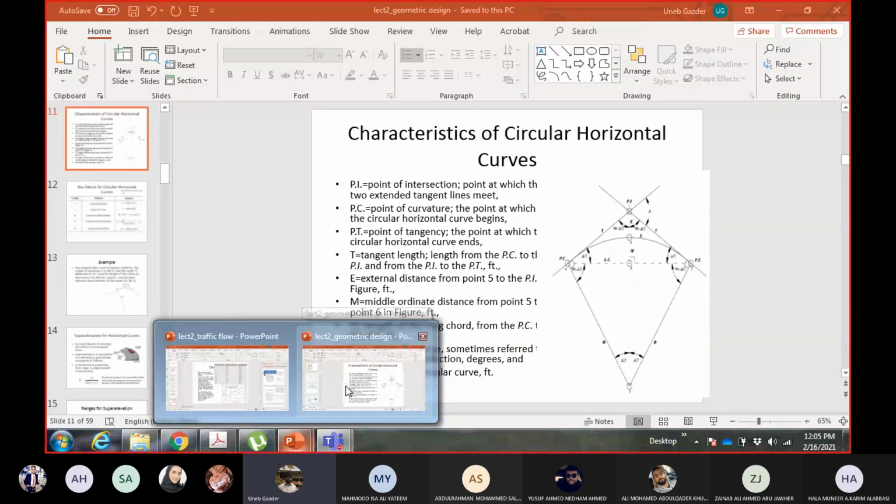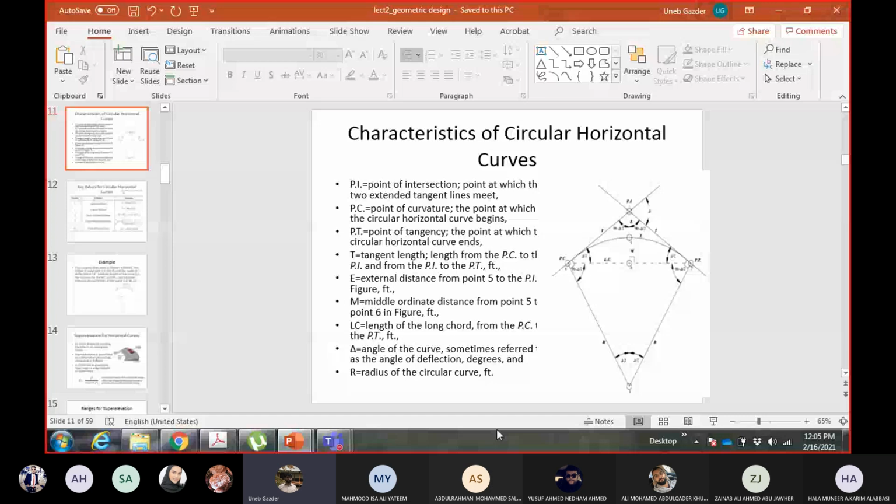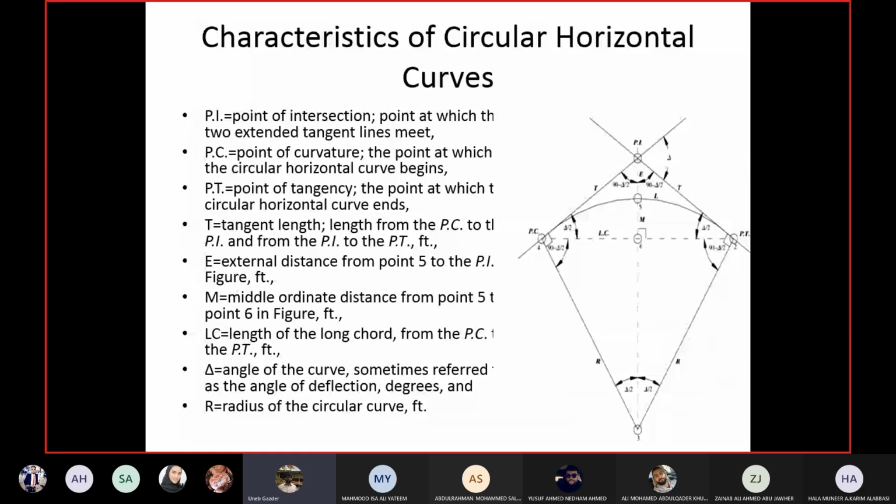Okay, so as I was saying, as far as the characteristics of the horizontal curve are concerned, you already know them because you have studied them in highway and surveying. So I will quickly go through them. The main point is PI, point of intersection, where the two tangents are meeting. Then you have the point PC, which is the point of curvature, where the horizontal curve begins. Then you have point PT, which is the point of tangency, which is the end point of the horizontal curve.